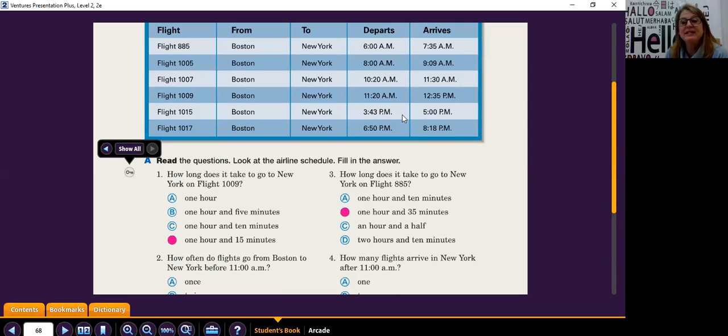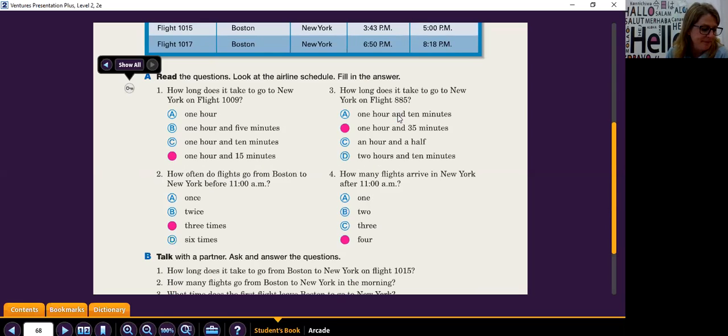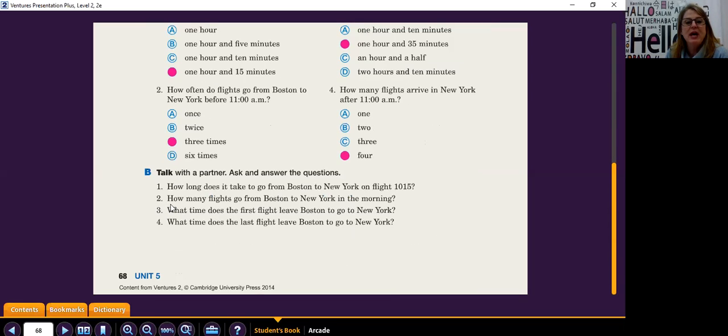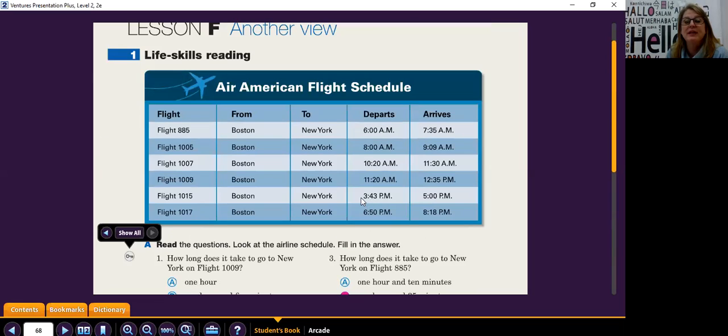So we would start with, it takes 1 hour and 17 minutes, it looks like. Number 2, how many flights go from Boston to New York in the morning? That would be departing. Here we go, departing flights in the morning. I see 4, so my answer is there are 4 flights that go from Boston to New York in the morning.